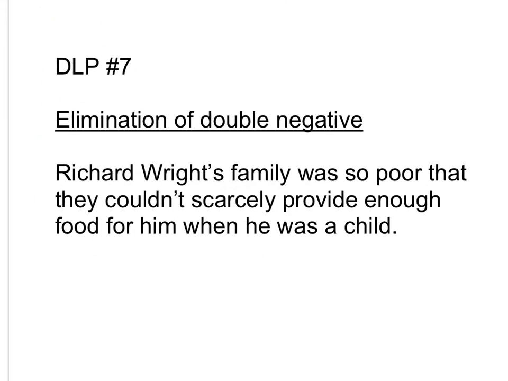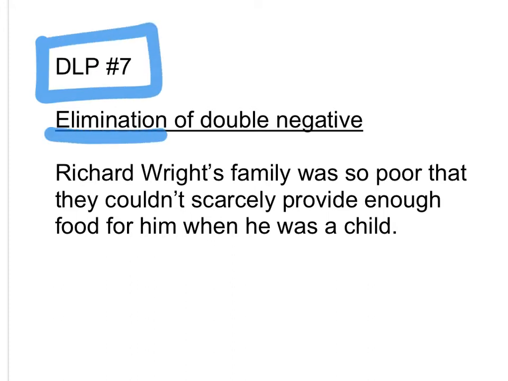Alright, DLP 7, make sure you copy that down. Make sure you copy elimination of double negative. That's what we're working with. And the sentence is, Richard Wright's family was so poor that they couldn't scarcely provide enough food for him when he was a child. So double negative means you have two negative words in a row that actually end up canceling each other out.